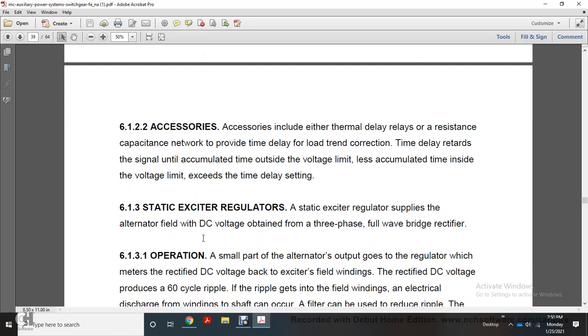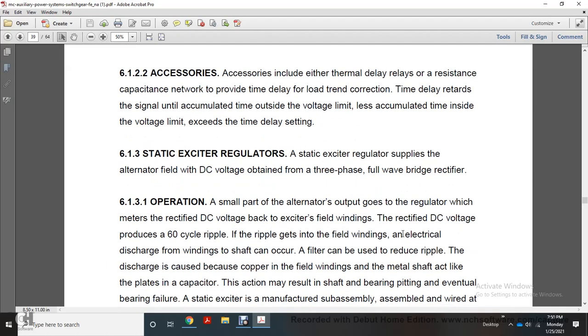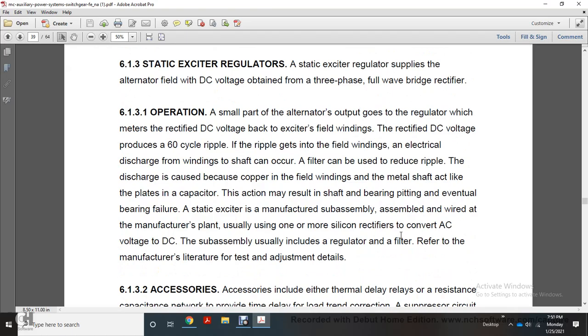Your static exciter regulator supplies the alternator field with a DC voltage output obtained by a 3-phase full wave bridge rectifier. A small part of the alternator output goes to the regulator, which meters the rectified DC voltage back to the exciter field windings. The rectified DC voltage produces a 60 cycle ripple. The ripple gets into the field windings, and electrical discharge from the winding to the shaft can occur.